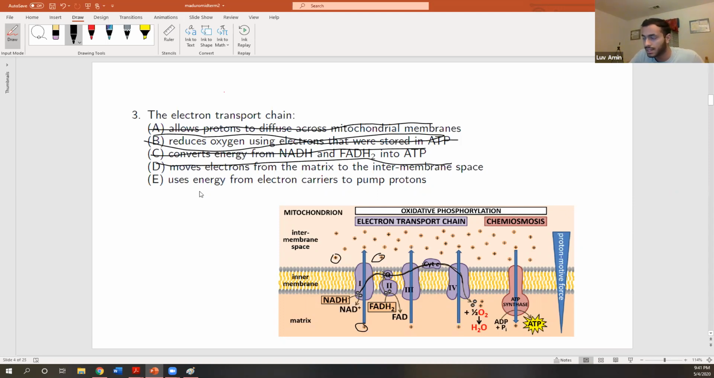And E says uses energy from electron carriers to pump protons. Yeah, so we're using the energy from these electron carriers, right? Because they hold our electrons. And since they're moving through these complexes, they're producing an electrochemical gradient that allows these protons to go against their gradient into the intermembrane space. So E is definitely our answer.